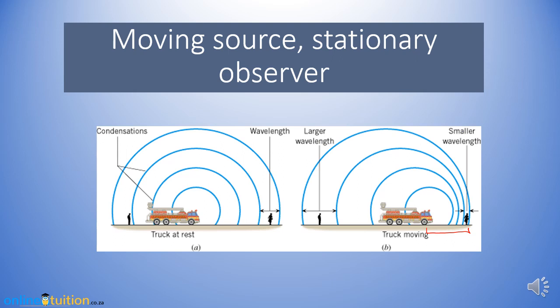So the waves in the front, if you have a look very carefully, bunch up. I like to use that word. They bunch up, while the waves behind the truck spread out. Okay? And this is because the truck is moving. If you look at the picture on the left, everything is uniform. There's no bunching up. There's no spreading out. So the frequency in that case is the same. But something interesting happens with the picture on the right.